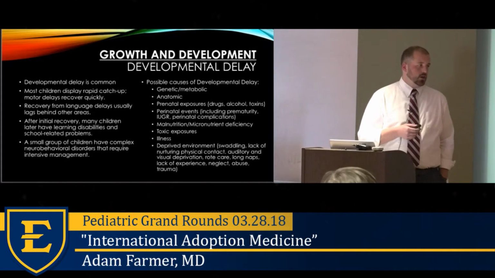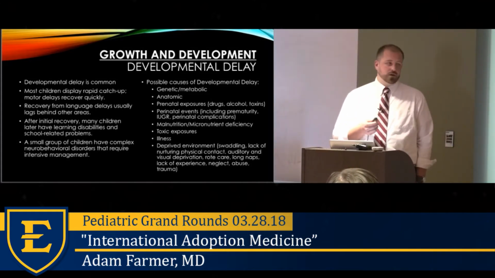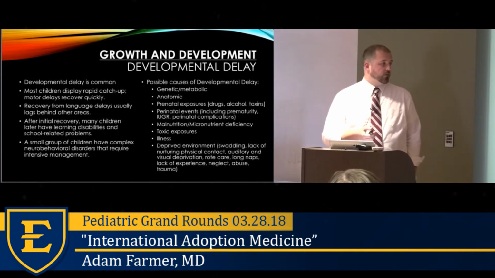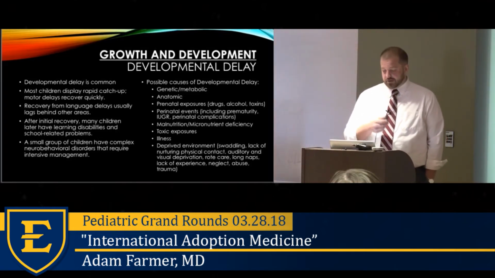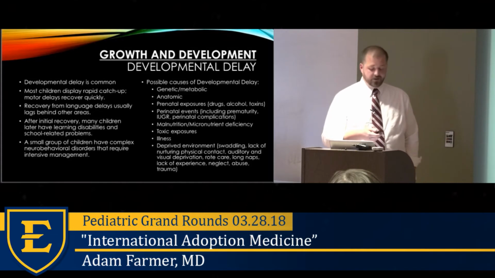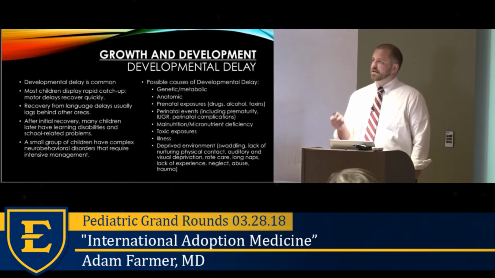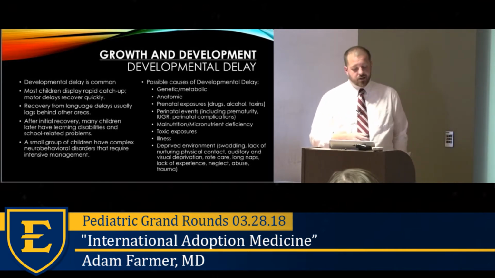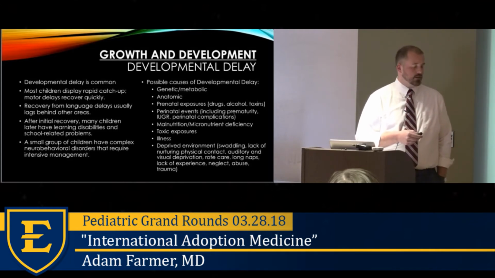A small group of children are going to have very complex neurobehavioral disorders that won't recover with simple encouragement and things like that, and that needs to be monitored for and managed if needed. And again, there are lots of possible causes of developmental delay. You'll see lots of these lists are kind of redundant. It's the same things that can cause things over and over again: genetics, anatomy, prenatal exposures, malnutrition, stress, things like that.